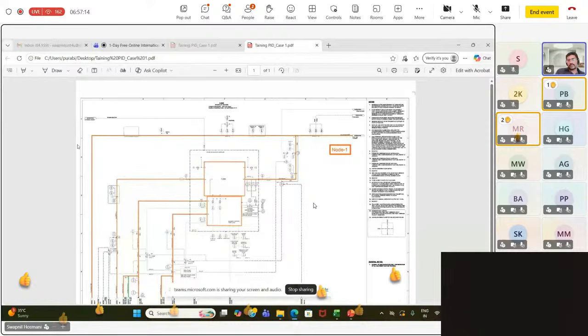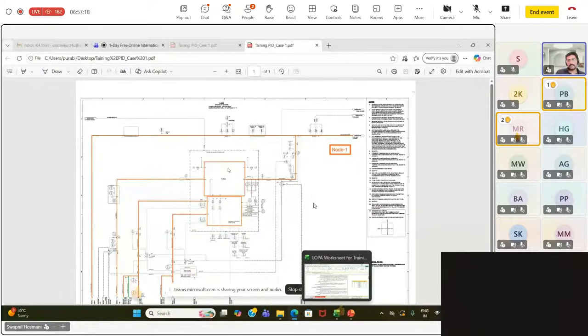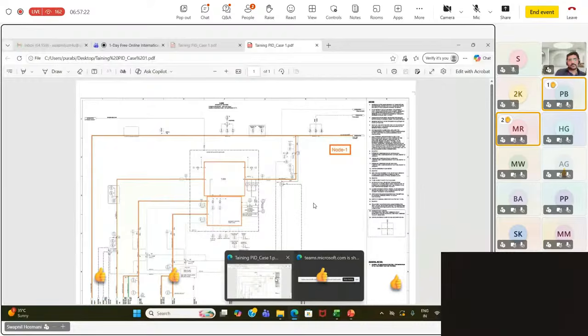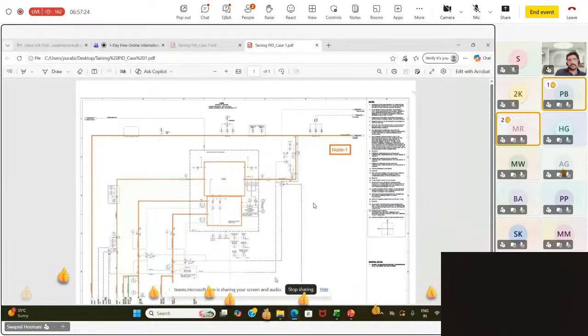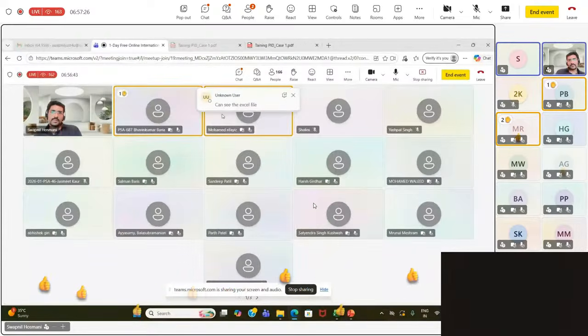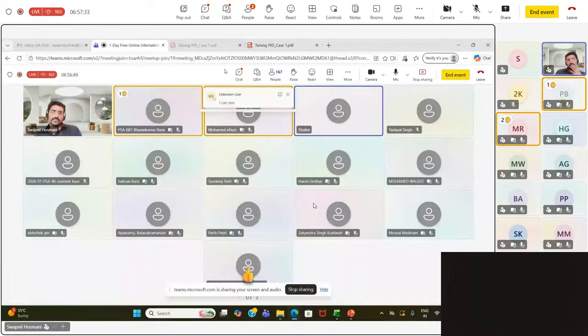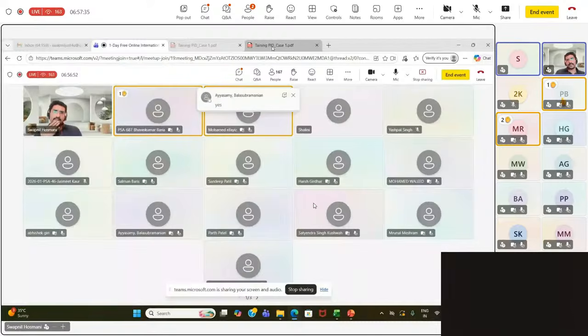Okay, now are you able to see a PDF P&ID? Yes, sir, the P&ID is also visible on the screen. Great. Okay, so I think all of them can see the P&ID and the Excel file.